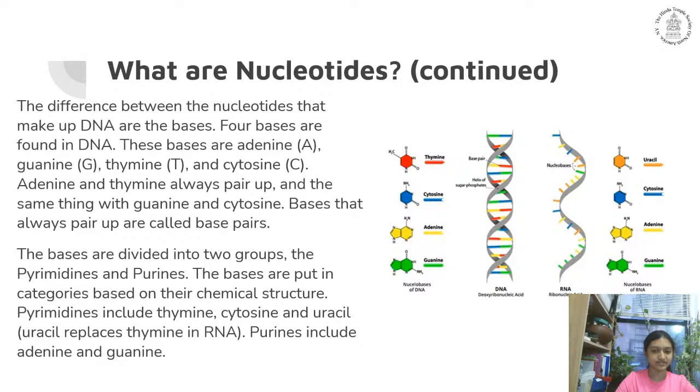The bases are divided into 2 groups, the pyrimidines and the purines. The bases are put in categories based on their chemical structure. Pyrimidines include thymine, cytosine, and uracil. Uracil replaces thymine in RNA. Purines include adenine and guanine.